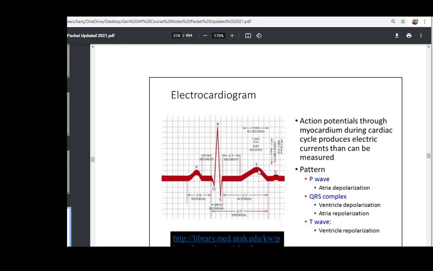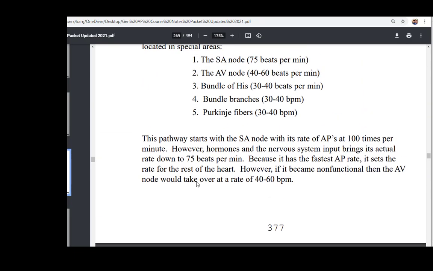So atria contract, ventricles relax. The atria also relax, but that's hidden inside of this QRS wave, so we're not going to see that. So as long as we see the normal spacing and height of these different waves, we can assume that the heart is beating and that conduction pathway is operating correctly.